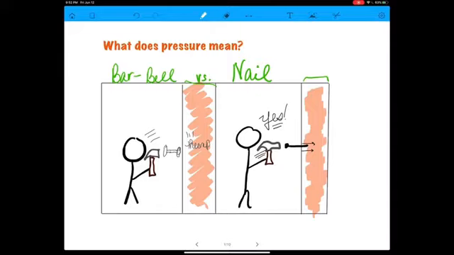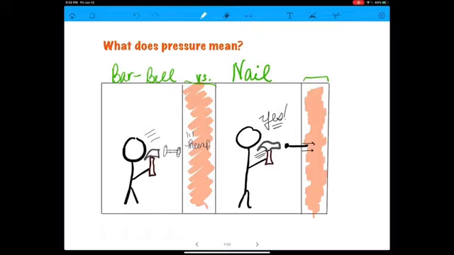This shows that sometimes just knowing the magnitude of force isn't enough. You also have to know how the force is distributed on the surface of impact. For the nail, all the force between the wall and the nail is concentrated into the very small area on the sharp tip of the nail.